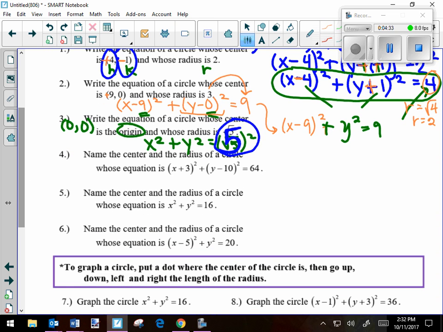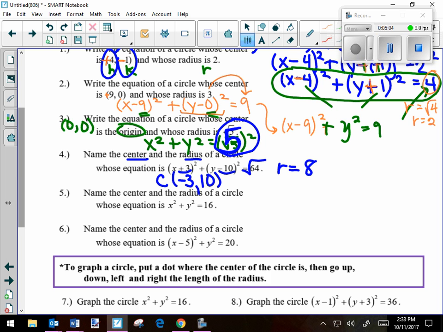They're giving you the equations, and they want you to tell what the center and radius is. For this question, the center is exactly what we see numerically, except they're the opposite. So if I see a plus 3 in the equation, it's negative 3. If I see a minus 10, it's positive 10. To figure out the radius, I'm going to square root that 64, so the radius is 8.